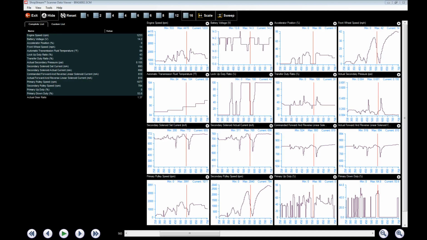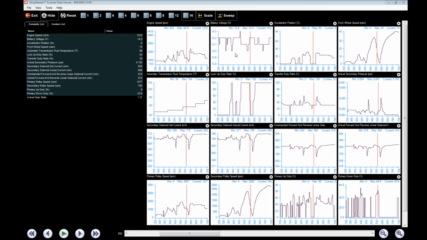Alright, so we got our data PID list here pulled up on ShopStream Connect. We're going to go over all the different PIDs and what they should be doing. So we're going to start on the top left here, engine speed. That's just engine RPM, engine speed.